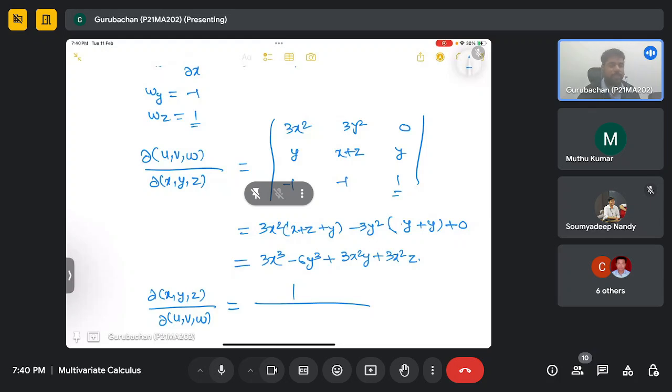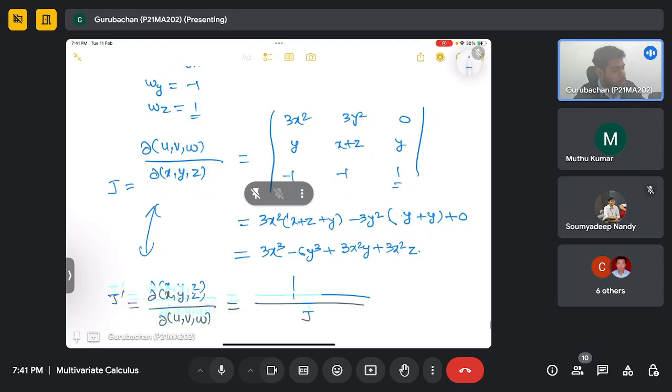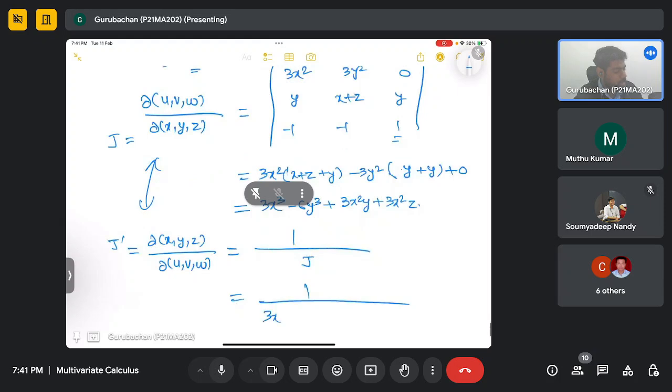Why can we say that? The Jacobian del of u, v, w by del of x, y, z. There is a property of Jacobian: if this is some J and this is some J dash, then J into J dash will be 1. Therefore, J dash is nothing but 1 by J, which is equal to 1 by 3x cube minus 6y cube plus 3x square y, 3x square z.